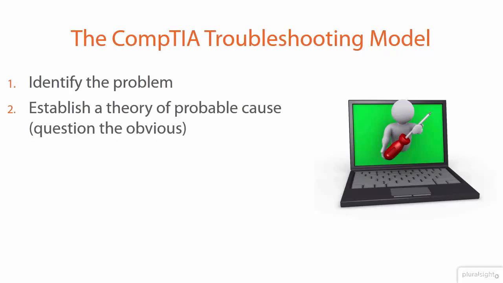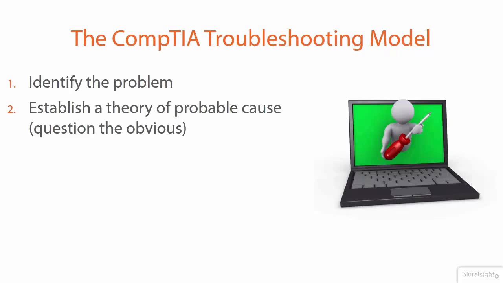And step 2, we're establishing a theory of probable cause, questioning the obvious. The classic example I give of this in hardware troubleshooting is a user says, I can't get on the network on my computer. I know I'm typing my password correctly, but I just can't access anything. You look down and you see that their Ethernet cable is unplugged. That's an OSI layer 1 problem.